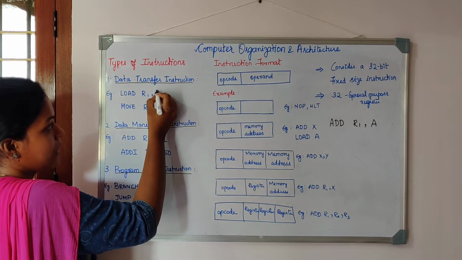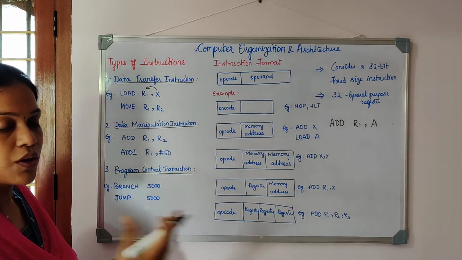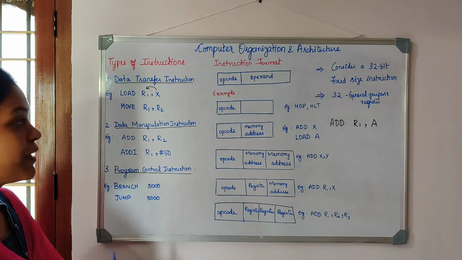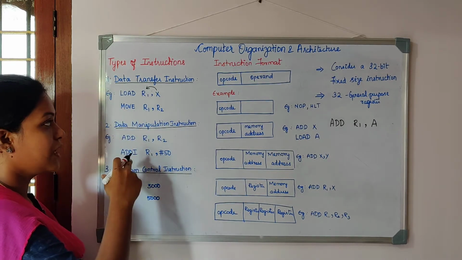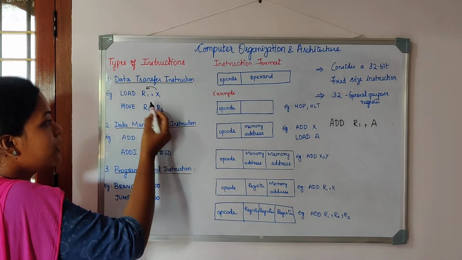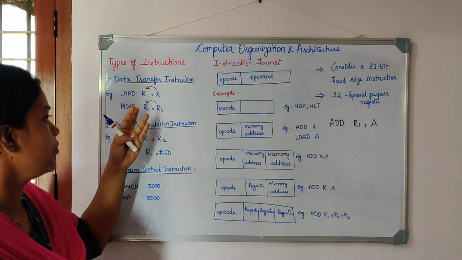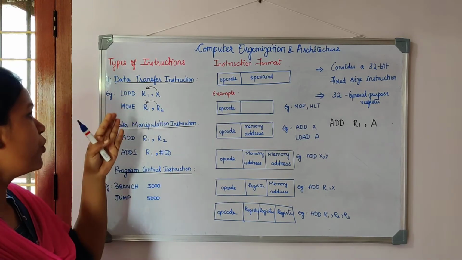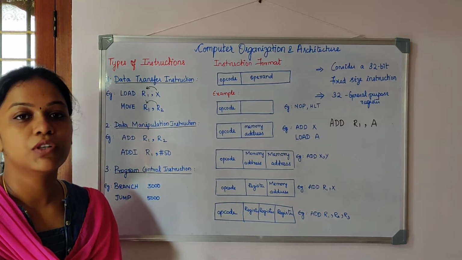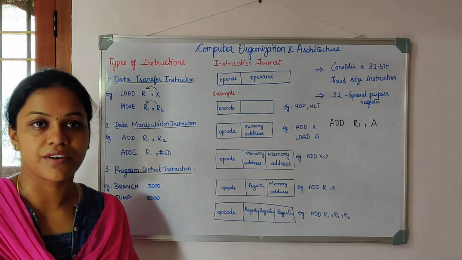The data from the memory location X in main memory will be loaded into the register R1. So we are loading data from a memory location to the register R1. This is a data transfer instruction. The next example is the move instruction. What is happening in this move instruction is you are moving the data from register R2 to R1. Apart from load and move, there are many more instructions available under data transfer instruction, for example store, exchange, and so on. So this is all about the data transfer instruction.